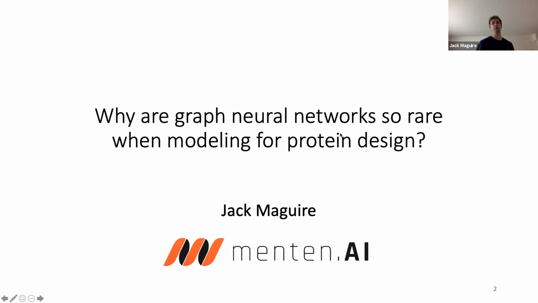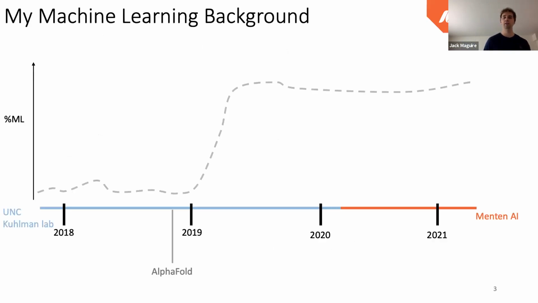Right. Why are graph neural networks so rare when modeling for protein design? I'd like to start out by just describing my personal background with machine learning. Here I'm just plotting my timeline at the end of UNC in the Coleman Lab, and then my new job at Menten AI.